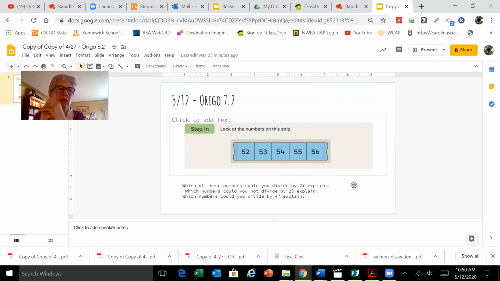I need you to explain why 52 might be able to be divided by 2, meaning divided evenly. Then our next question is, which numbers could you not divide by 2? Explain. And I'm going to tell you, there's at least one. And the next one is, which numbers could you divide by 4? Explain. Okay, kiddos, have fun with this, and I look forward to seeing your thinking. Okay, bye-bye.